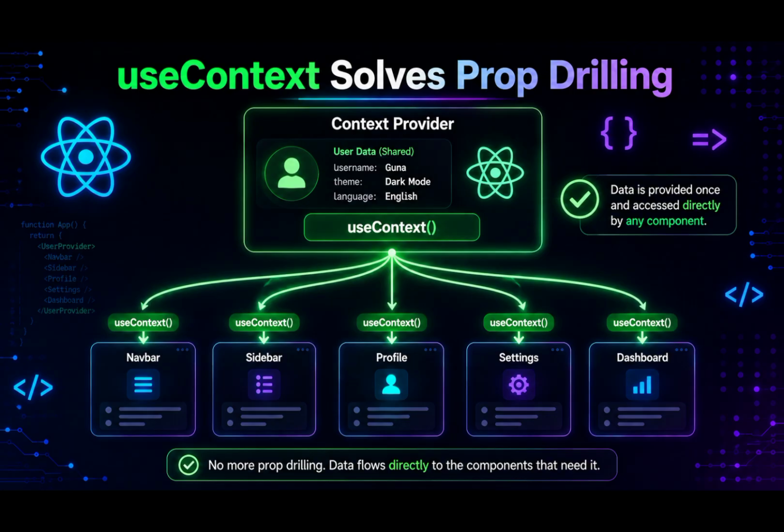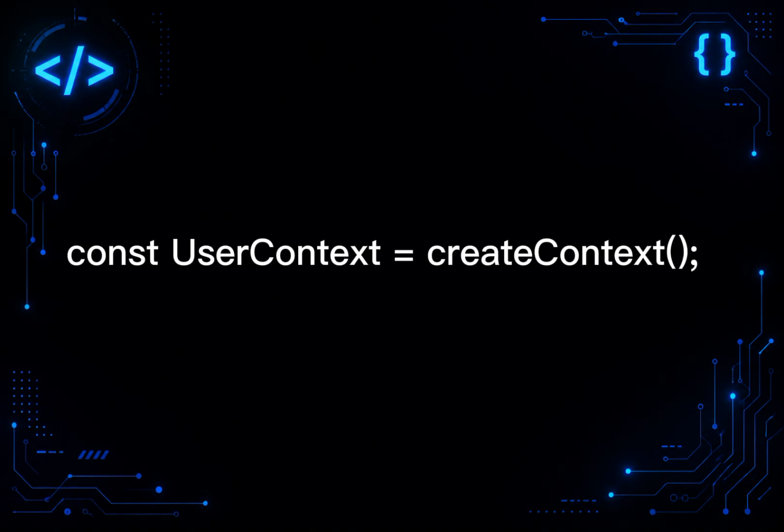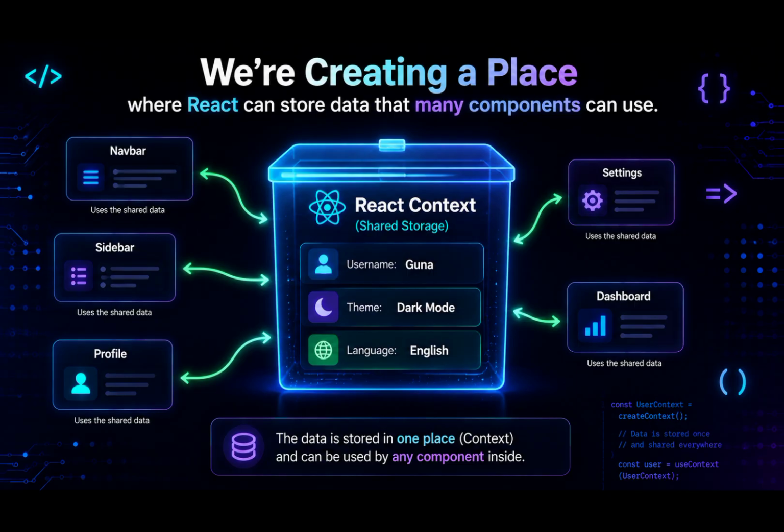First, we need to create a context. But what exactly is a context? Think of it as a shared storage box. We are creating a place where React can store data that many components can use. We create it using this. At this point, the context is empty. We have only created the storage box. We haven't put any data inside it yet.